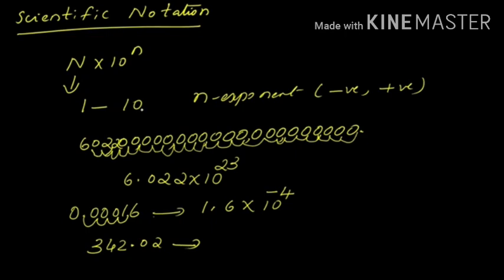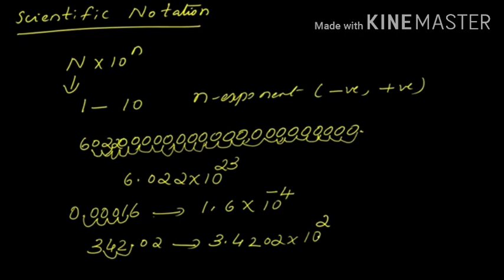So capital N should have a value between 1 and 10. So it will be 3.4202 into 10 to the power of, how many digits have we shifted? 2. So we will be writing 2 over here. Again we have shifted the decimal to the left side, so the sign will be positive. Okay, so this is the scientific notation.